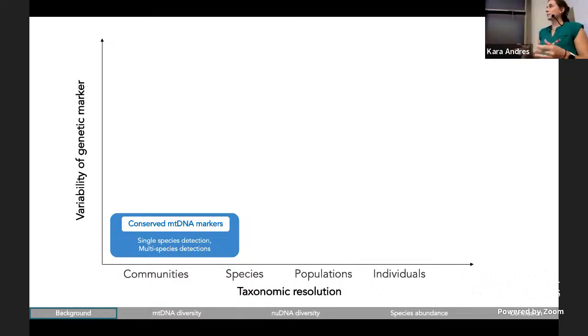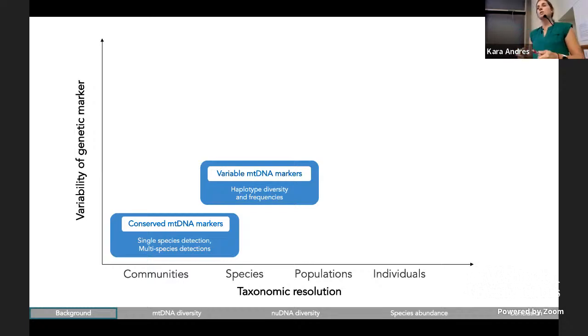Walking up these axes, we could look at conserved mitochondrial DNA markers. These are going to be like your cytochrome oxidase 1, really common in environmental DNA metabarcoding research. This is going to give us high resolution at the species level. We'll be able to detect single species or characterize entire species assemblages. We could also look at more variable regions within the mitochondrial genome.